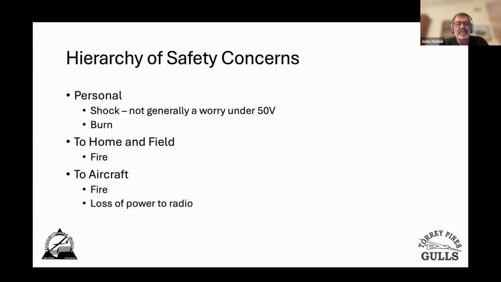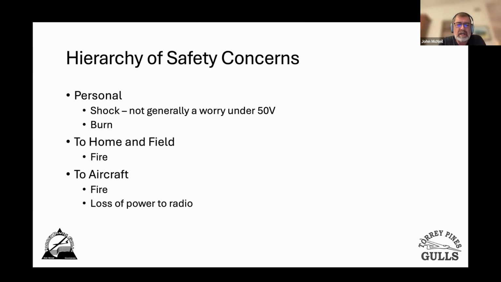So, hierarchy of concerns. Actually, I should have let Cliff write this slide, so I'll let Cliff edit me if he wants to. I think about it in terms of keeping myself safe, keeping my house and the flying field safe, and then not losing my aircraft. So personally, I'm worried about shock. I'm worried about burning myself. At the flying field and at my house, in terms of protecting those, I'm mostly worried about fire. For the aircraft, obviously fire is real bad.